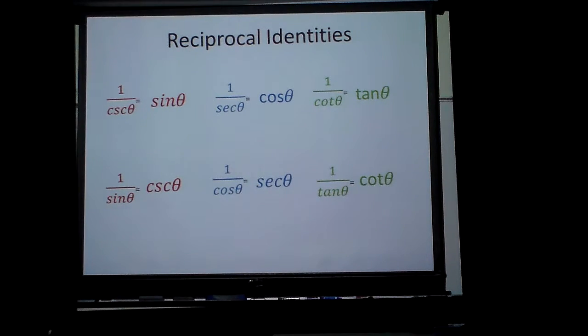Notice they are color coordinated, and none of the letters are the same. That's one way to remember it. People can usually remember tangent and cotangent, but then you have to remember these others right here. This is something you do need to memorize if you haven't already.